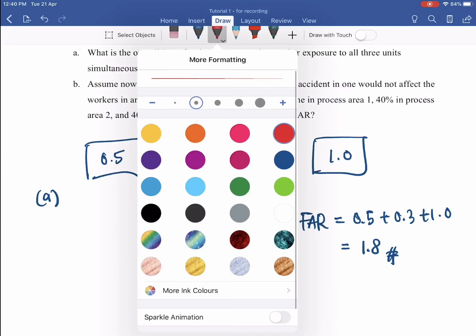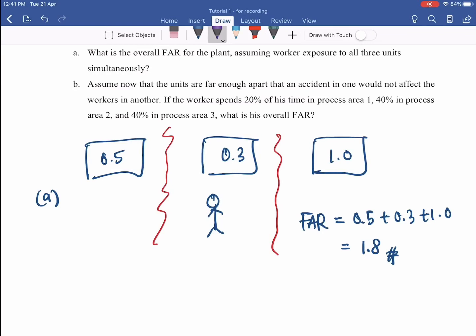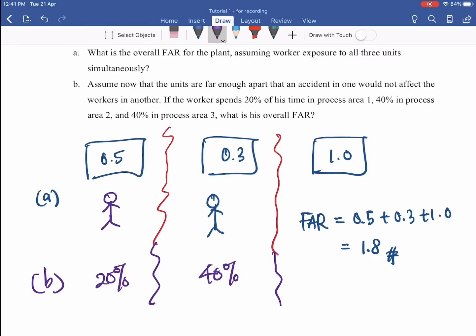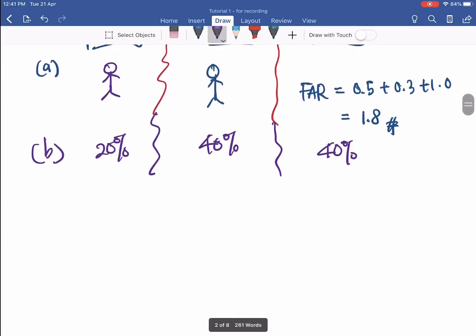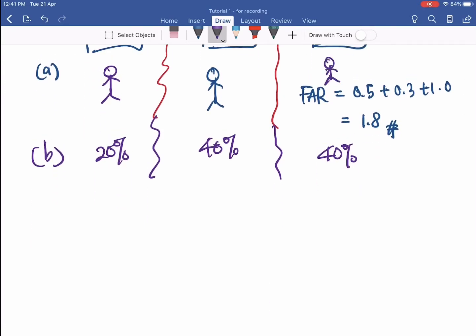Let me change to another color. So if the worker spends 20% of the time in area 1, this is part B, and 40% of the time in area 2, and also another 40% of the time in area 3, what is the overall FAR for this operator? Now you have the operator moving around in areas 1, 2, 3.